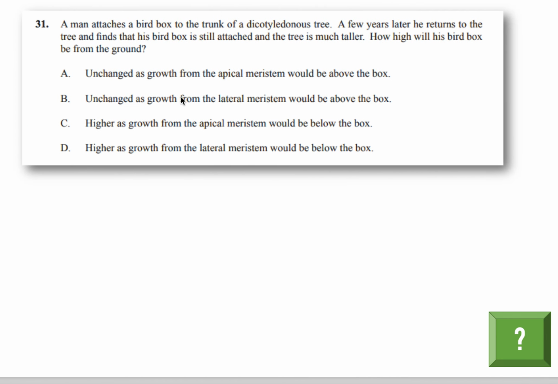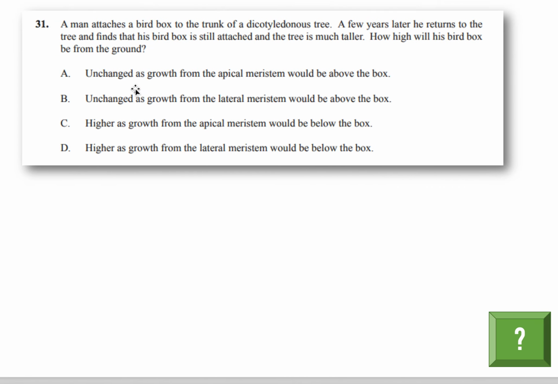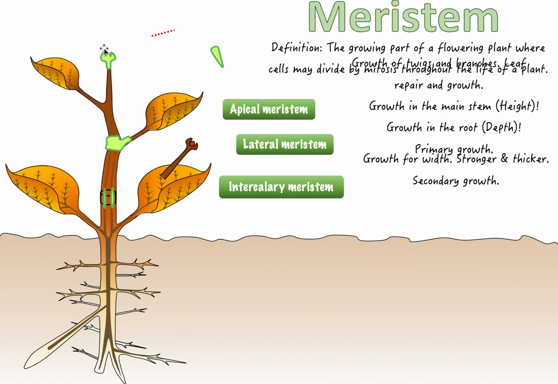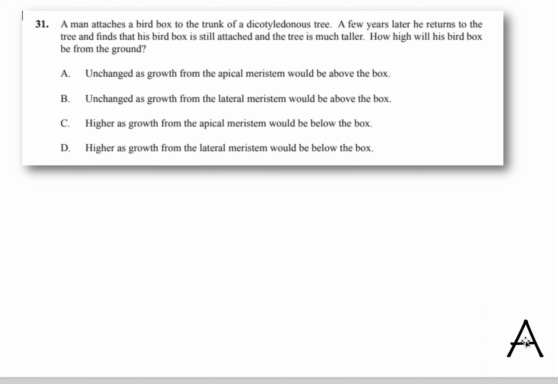So going back to the question, how high will this bird box be? It should be the same place as where he put it because growth happens from the top of the tree, not the middle of the tree. So it should be unchanged. So it's definitely going to be A or B because not higher. It's not going to move. It's going to be unchanged as growth from the apical meristem would be above the box. That's what I just said. Growth is from the apical meristem above the box. All the growth happens from here, from the top of the tree. So it's going to be A.